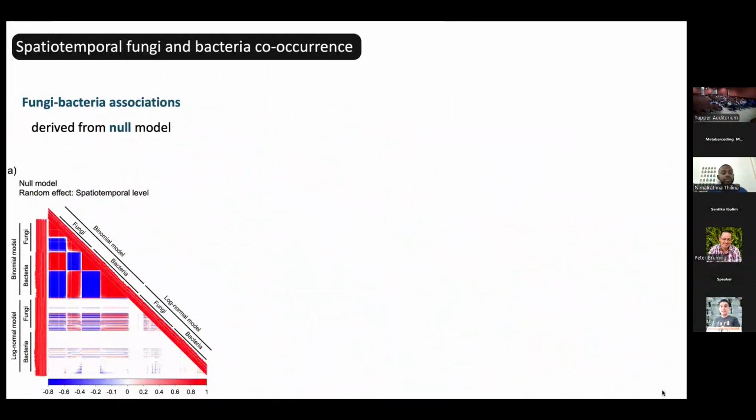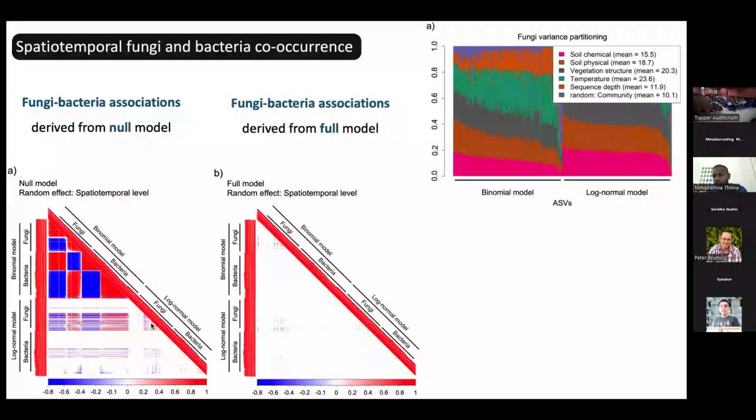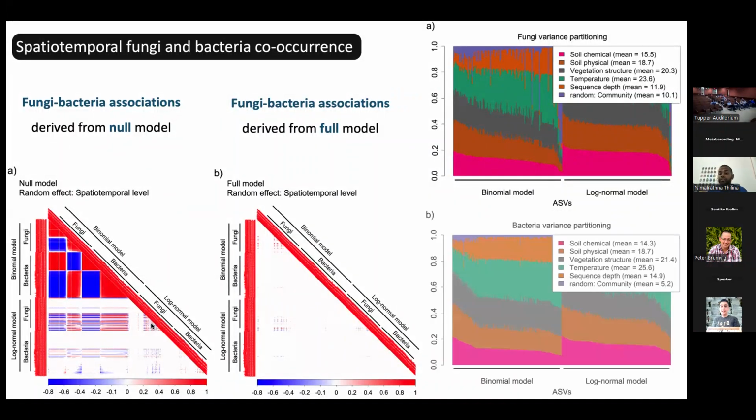When you look at the HMSC or joint species distribution modeling results, the null model, which doesn't include any environmental parameters or factors, shows the fungi and the bacteria have a higher association. However, when we include the environmental factors, all these fungi to bacteria associations completely disappear. In the variation partitioning for both the bacteria and the fungi, the variation was mainly explained by the vegetation, temperature or soil parameters rather than the random effect, which is assumed to be the species association.